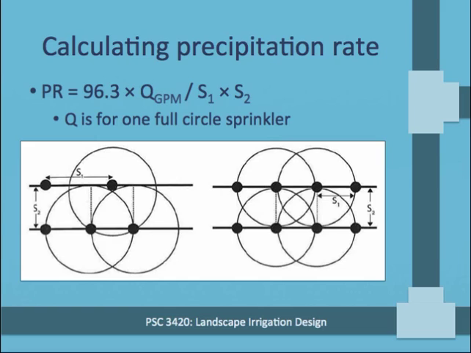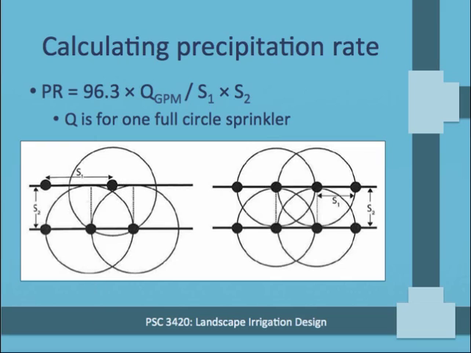To calculate for square, rectangular, or triangular patterns, use the gallons per minute of a full sprinkler times this constant of 96.3, and then you divide that by the spacing. So in this case, you've got spacing here and here in between your different rows of sprinklers. And in this case, which is a triangular spacing, you've got spacing here and here to be considered. And I'll show you a couple of examples of how you would use this.